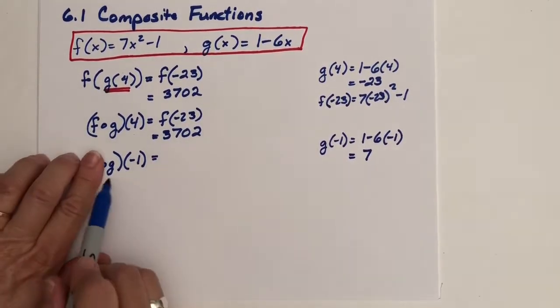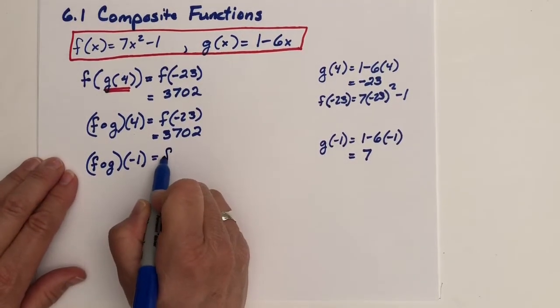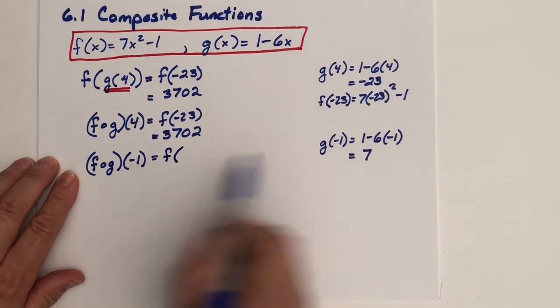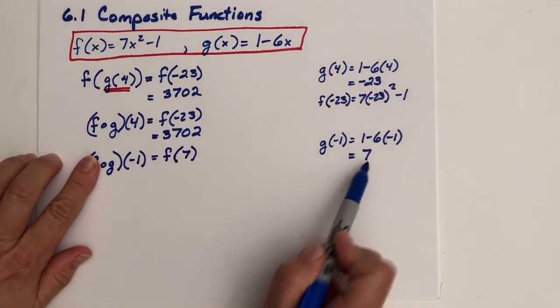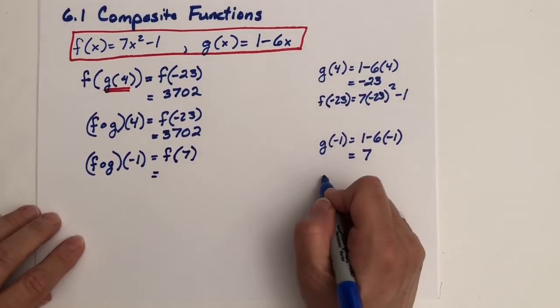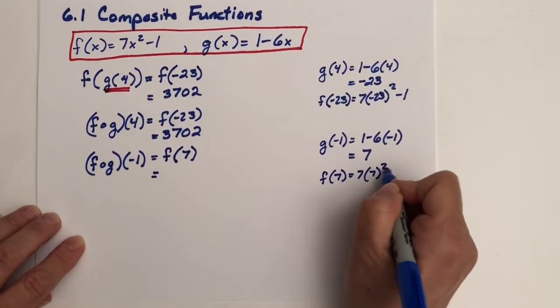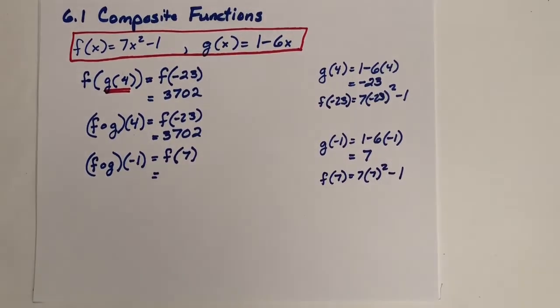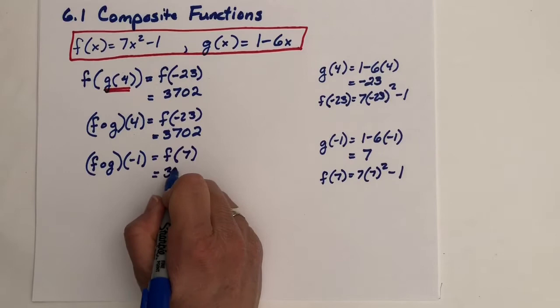So that means we have calculated g of negative 1. Now we're going to find f of 7. We have just replaced that g of negative 1 with our 7. So now we find f of 7. We have f of 7 is 7 times 7 squared minus 1. And again, we might find it handy to use our calculator for this one. And we get 342.